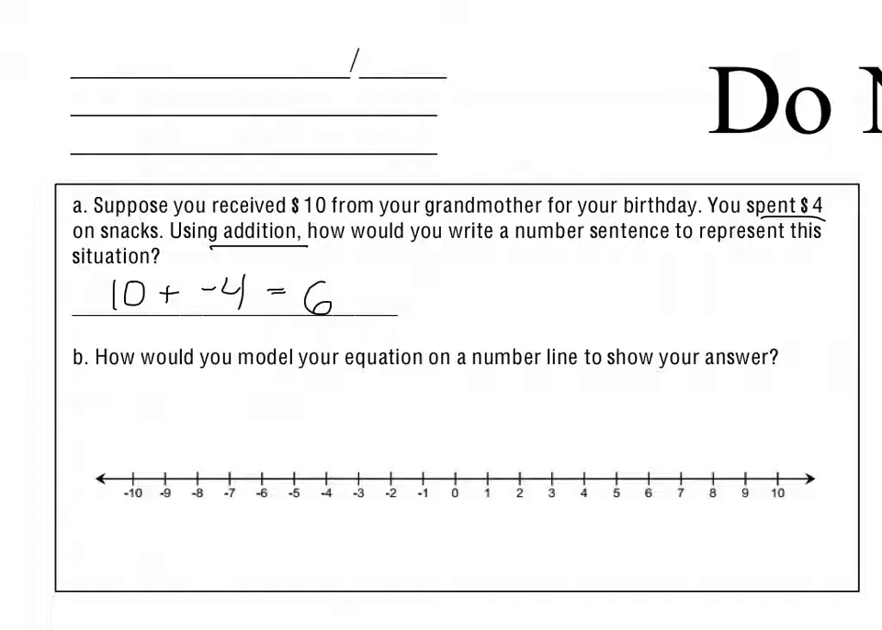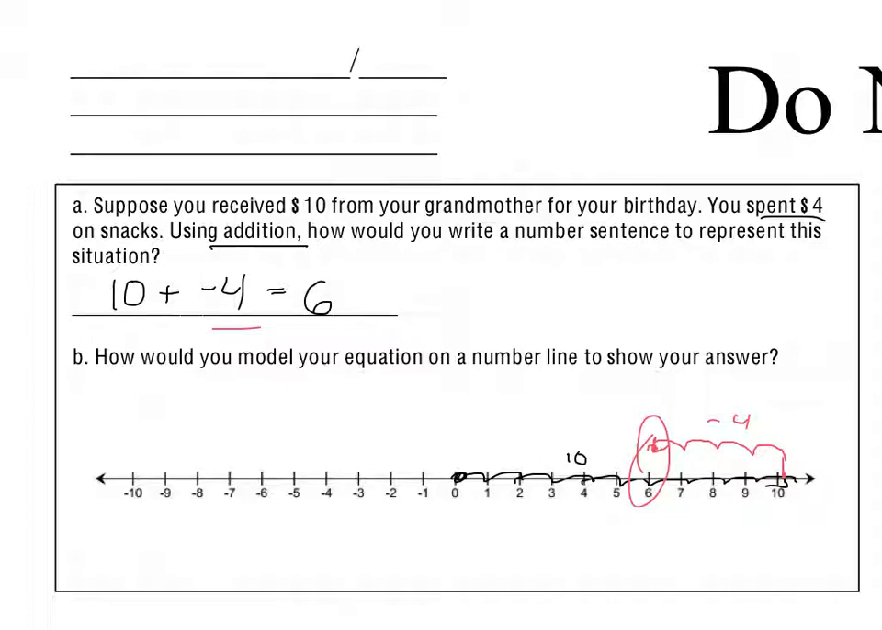How would we model this equation on the number line? So we would start at 0. We could go 1, 2, 3, 4, 5, 6, 7, 8, 9, 10. And then we know that we would need to go back from there the negative 4. 1, 2, 3, 4. And that would give us our end location of 6. So this was negative 4. This was our positive 10.